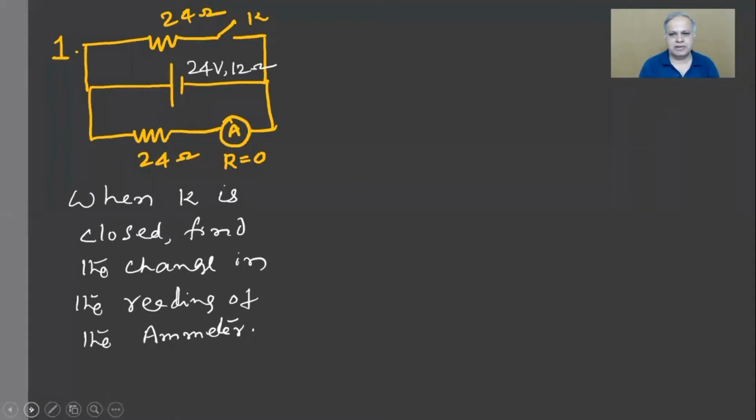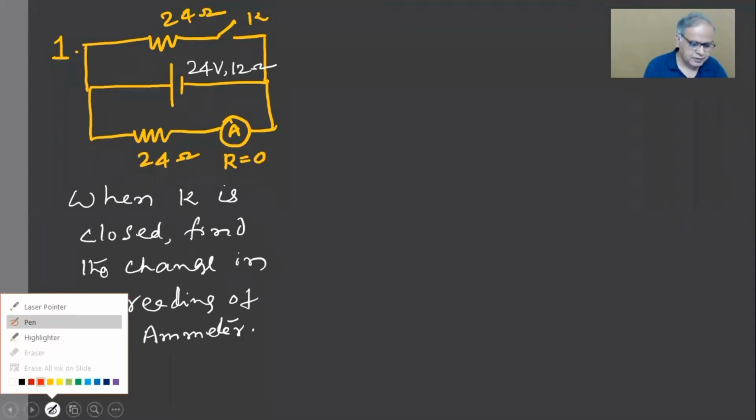Unless mentioned otherwise, ammeter is supposed to have zero resistance and voltmeter is supposed to be having infinite resistance. This we have talked previously also. All right. Now we need to do that. Once you close the key, what difference you see in the reading of the ammeter? Any ideas, children?